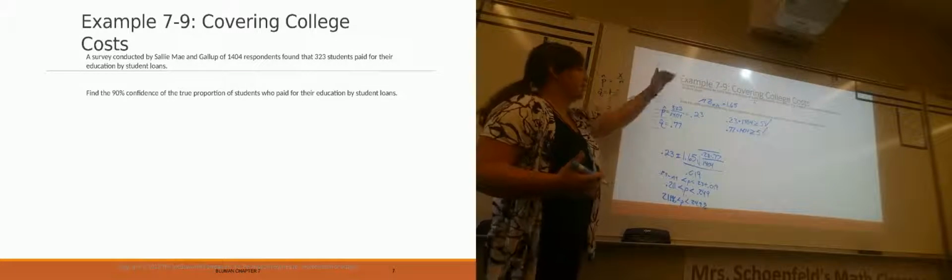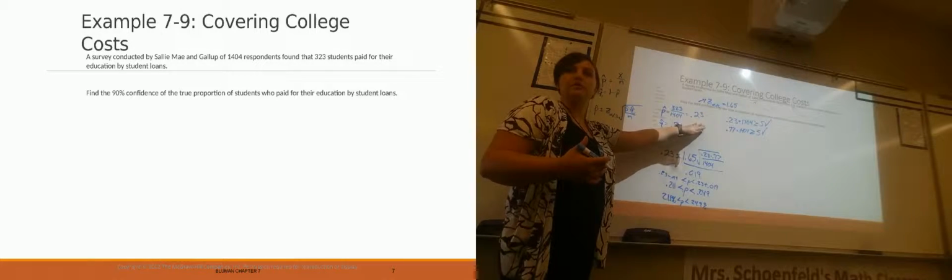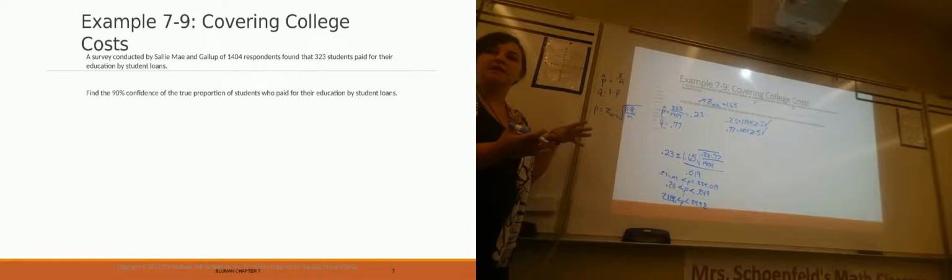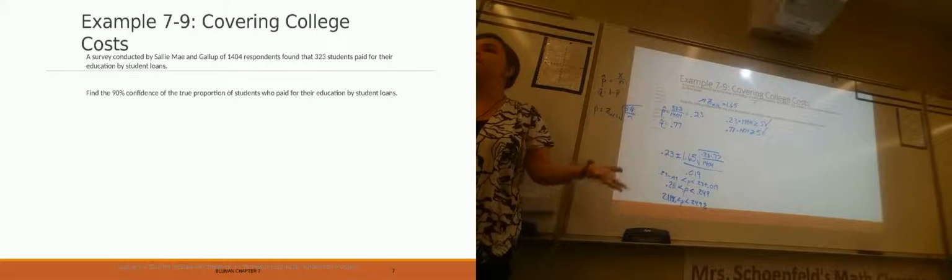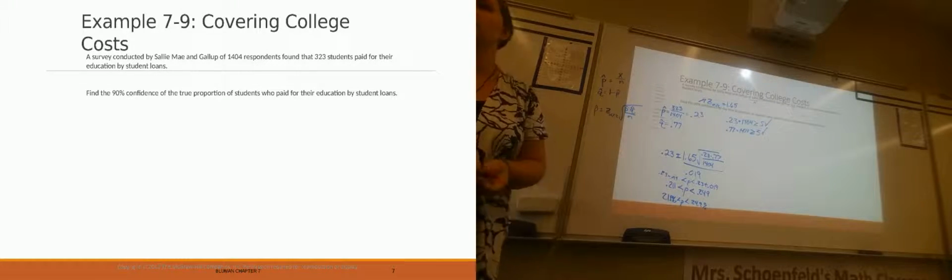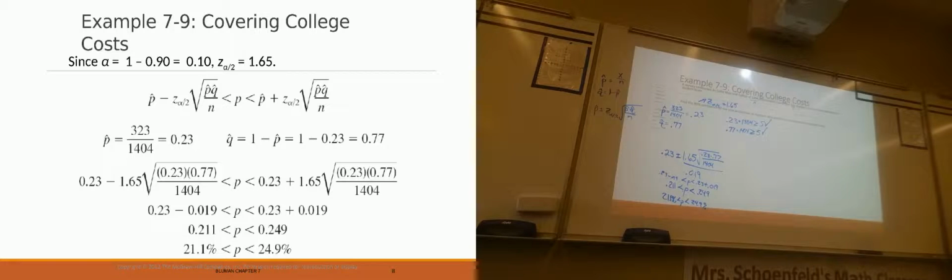This group of people had 23% that paid for college with student loans. From their information, we can be pretty confident, we can be 90% confident that 21 to 24% of all people pay for college with student loans. Okay, this is again probably pretty old, I think, because I think that's way off. Okay, so that's what that is going to look like.